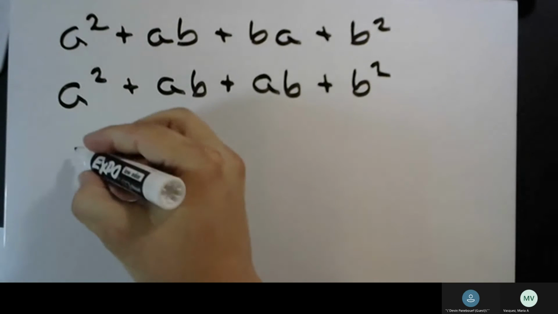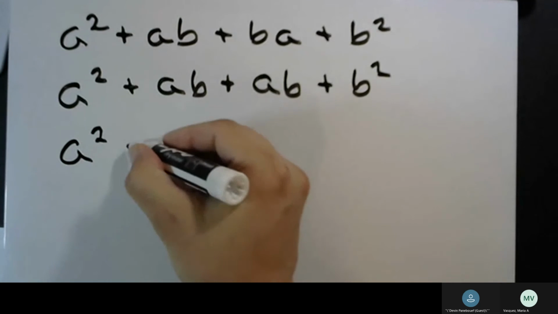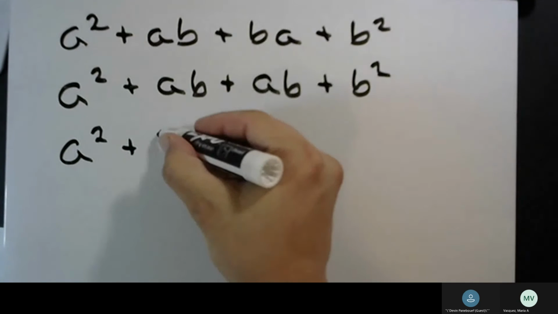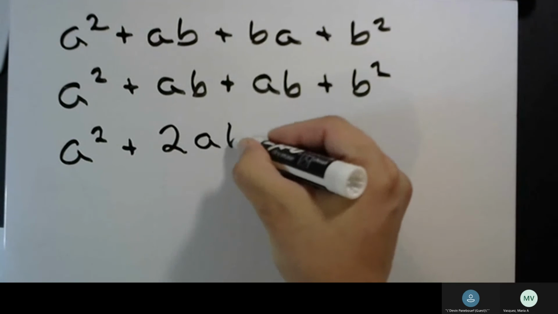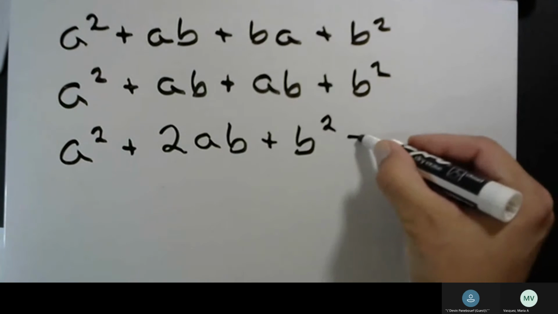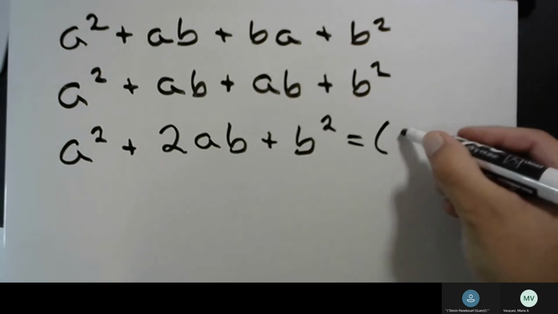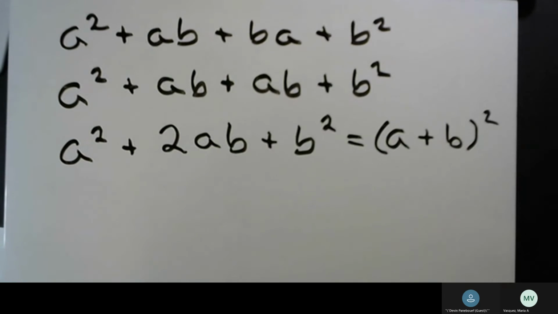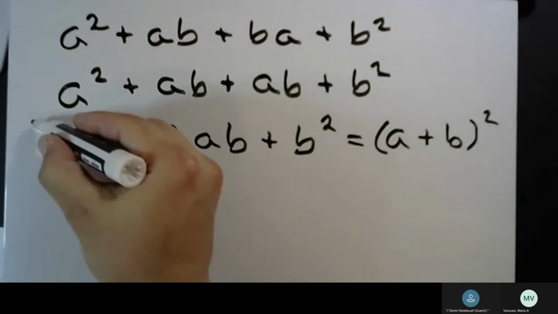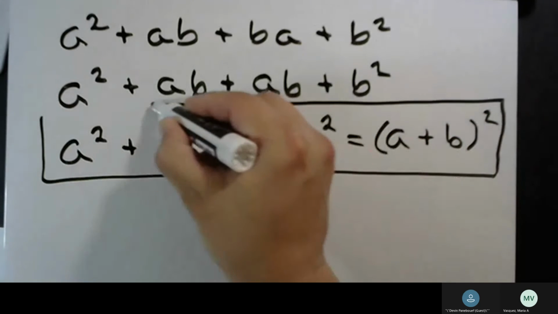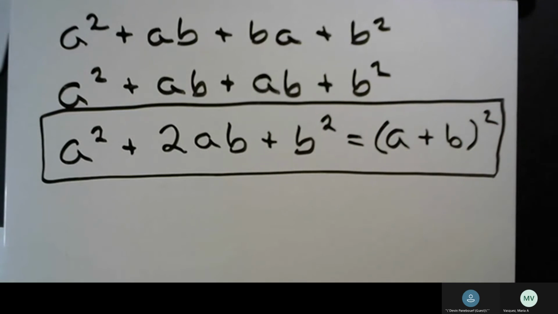And so we're going to get a squared, and we combine like terms. We have 2ab plus b squared. And this was equal to the original product. I erased it, but it was originally equal to this. So that's our first special form.